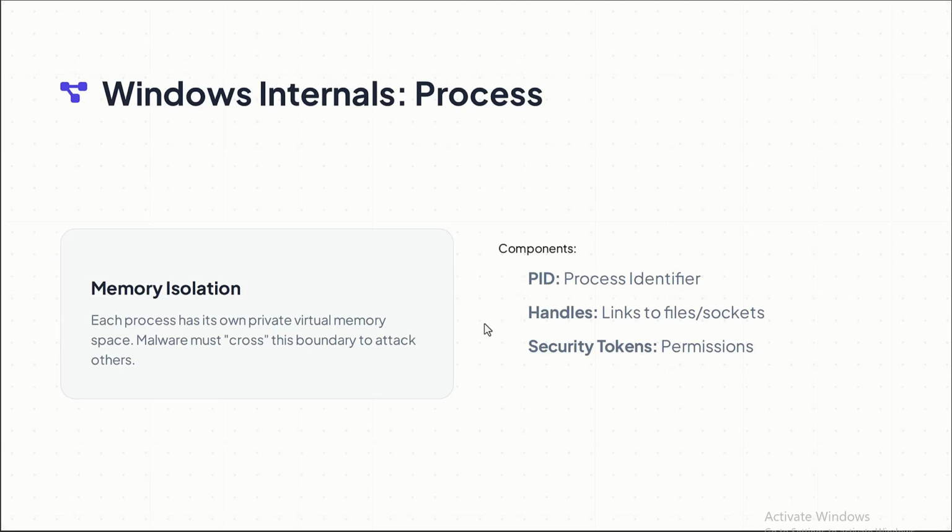Each process has its own handles, links to files or sockets, and its own permissions called a security token, and its own stack, heap, modules, resources and virtual memory. As we know, each process has its own virtual memory space. Malware must cross this boundary to attack the others.